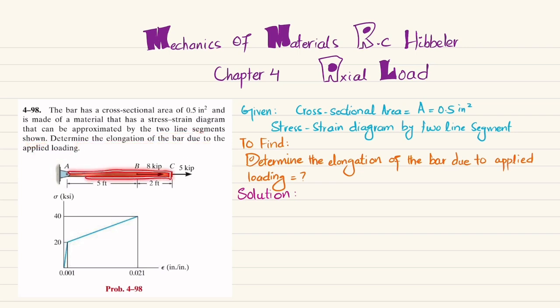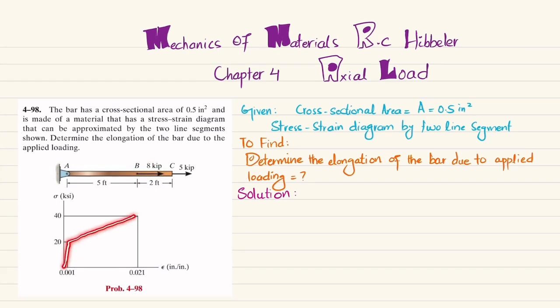You can see this is the bar where at point C we have a 5 kips load and at point B we have an 8 kips load. The stress-strain diagram for this bar is given by two lines. You have to determine the total elongation of this bar AC. So let's start with the solution.